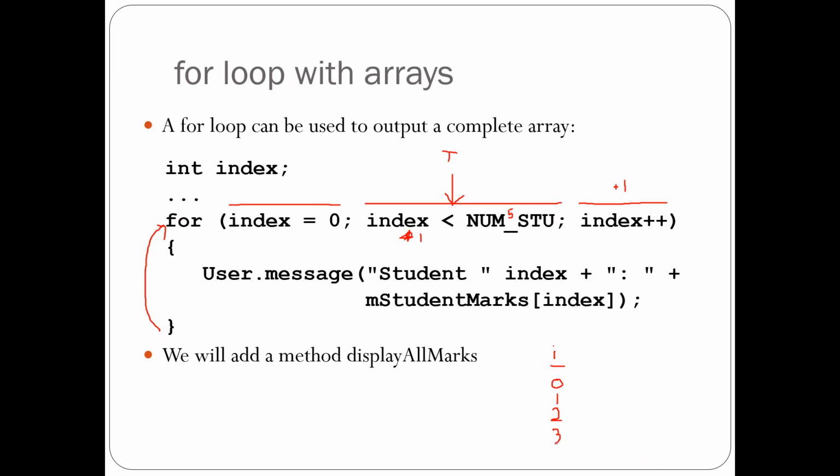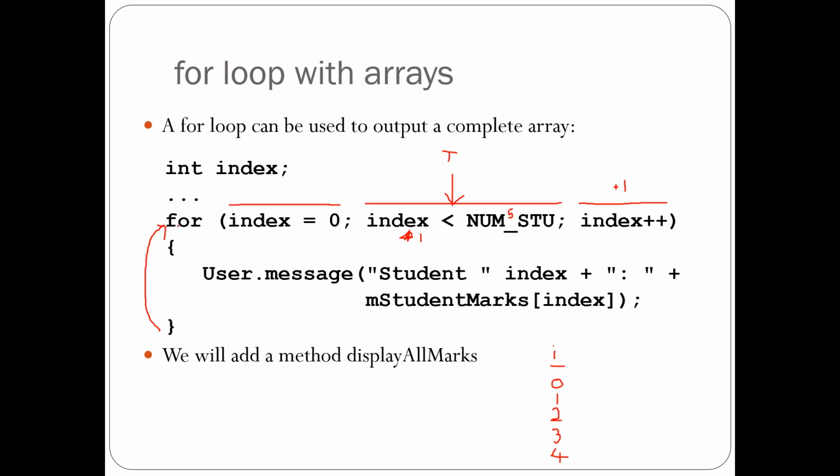3, and we output student 3 colon the value of the array at position 3. We add 1 on again, 4 is less than 5, so we say student 4 and the value of the array at position 4.